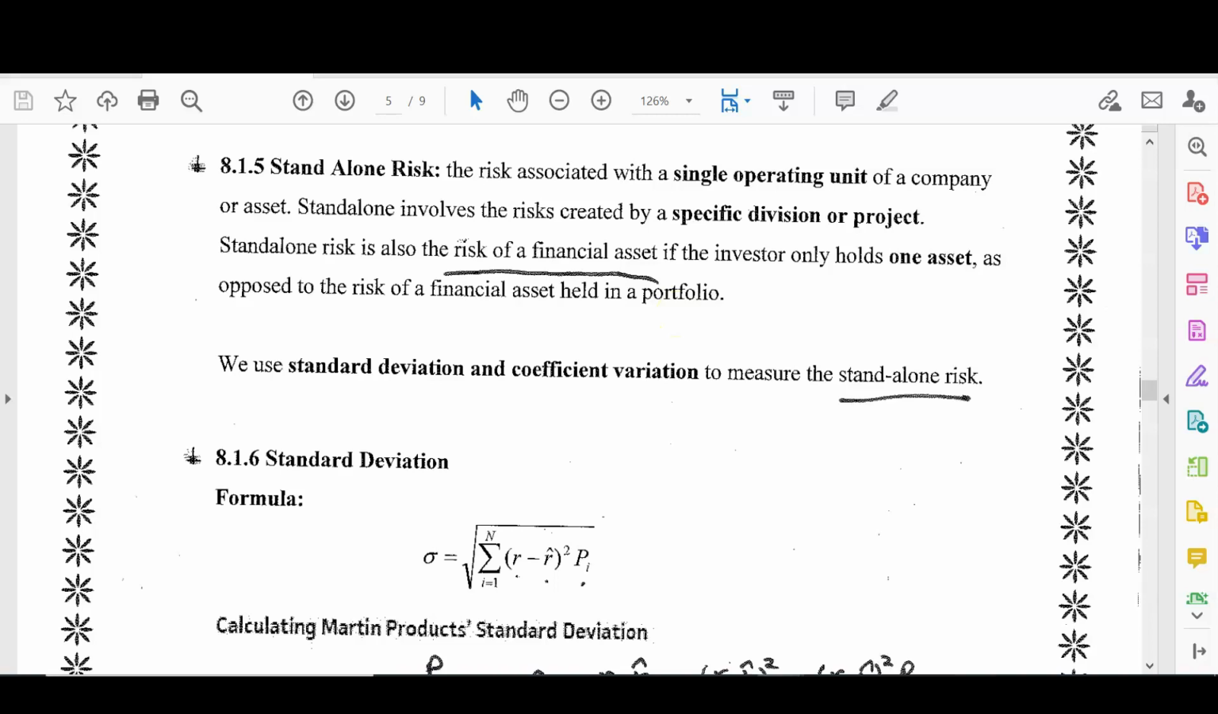In the next two classes, I would say, Chapter 13, Class 3, we would learn about beta. We would know a different measure of risk when the asset is held in a portfolio. But here, stand-alone risk is the risk for the asset if we're just holding this single asset. Okay, and we can use either standard deviation or coefficient of variation to measure the stand-alone risk.